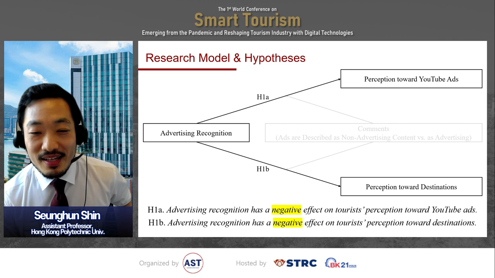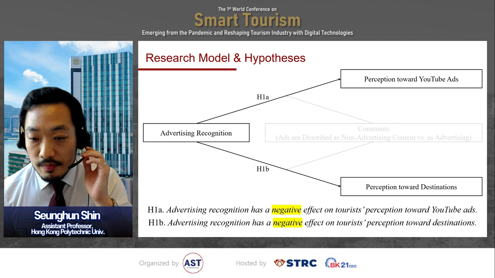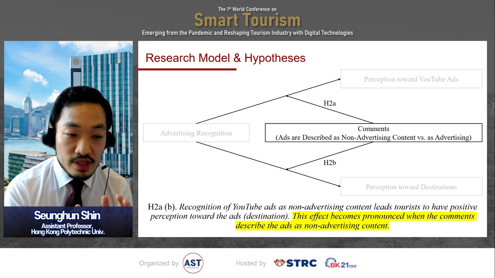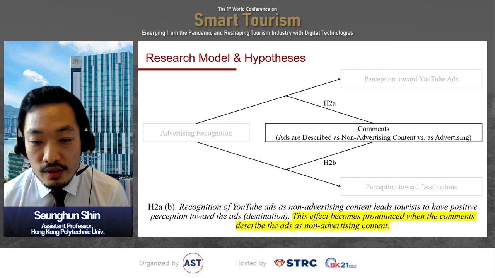So the negative impact of advertising recognition has been hypothesized. And about the moderator, next slide, please. Depending on whether the comment supports native advertising or not, the native advertising power could be improved or not; it would be moderated as well. So this is the hypothesis and methodology part.